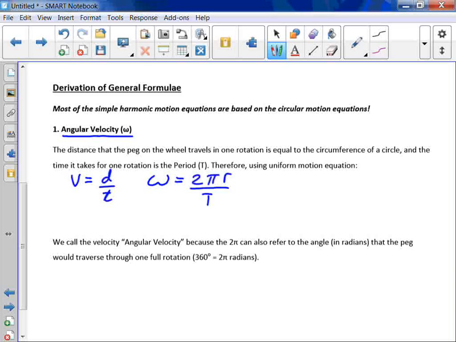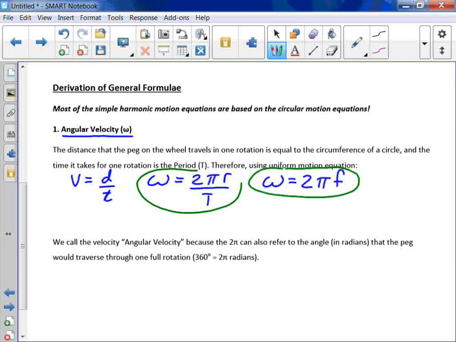Or if we express it in terms of frequency, remember frequency was just the reciprocal of period. So it's most often expressed as 2 pi f. Both of these are valid. I'm going to purposely leave the unit out at this point. Angular velocity is expressed in radians per second.